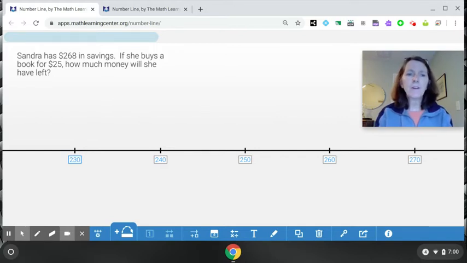And I have for you some story problems. We're going to read the story problem and we're going to compare what it looks like to do our thinking with base 10 blocks and then also what it looks like on the number line. So let's get started.